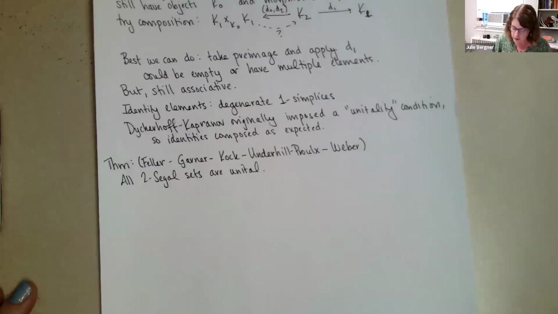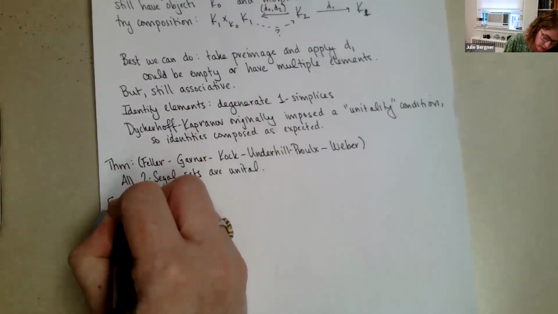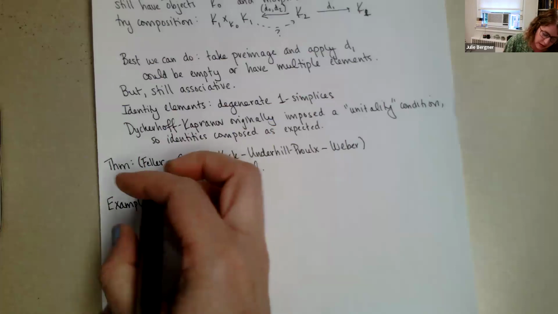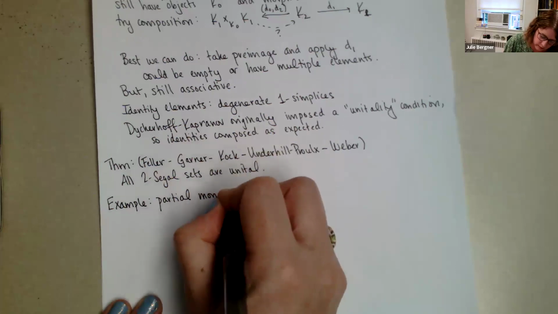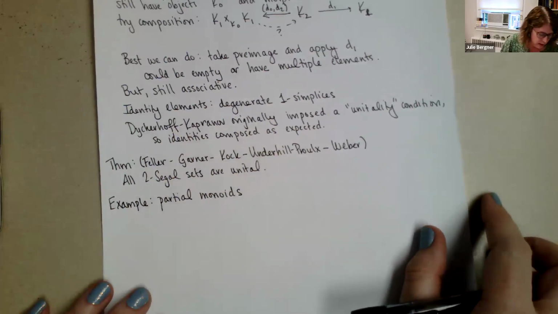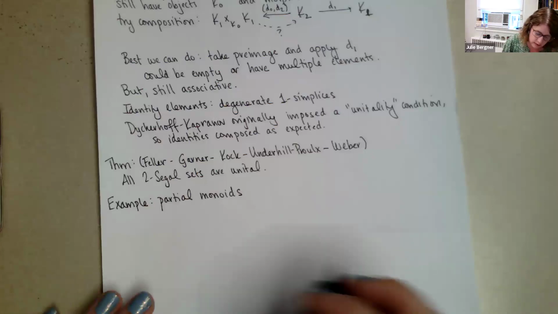Okay. Are there any other questions before I go to examples? I haven't given you any examples yet. So I want to talk about two examples just to start. We will see more in the days ahead. But the first is what are called partial monoids. As the name suggests, these are things like monoids, but composition sometimes exists and sometimes it doesn't.